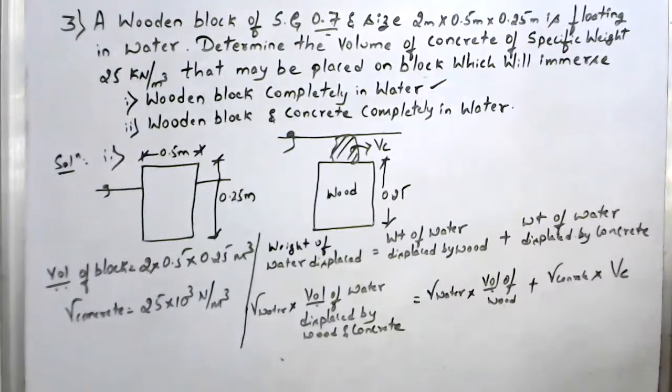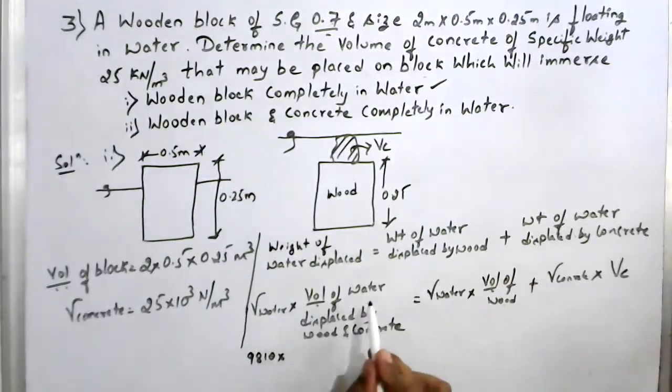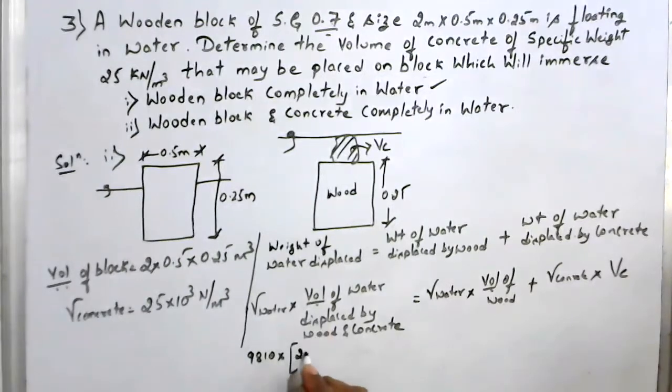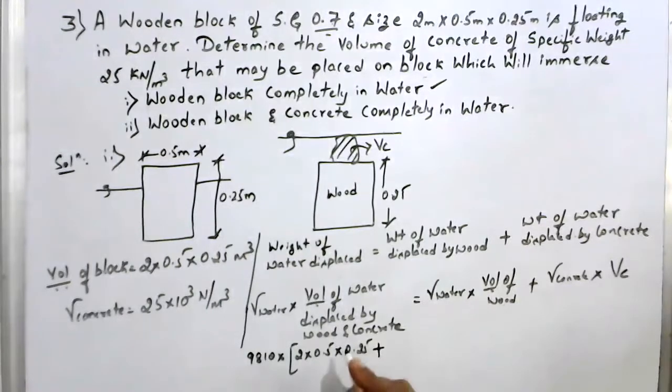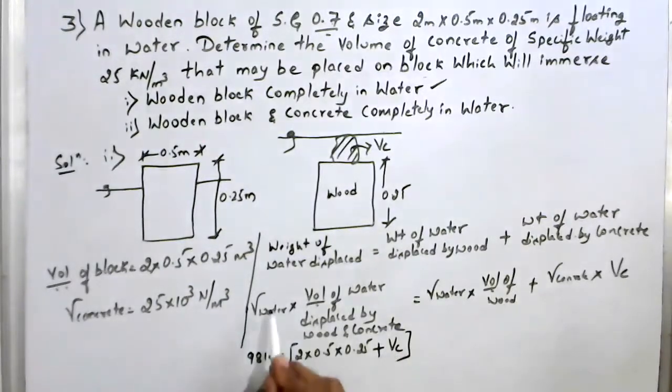Now we substitute all the values. What is gamma of water? It is 9810 into. Now be careful here. Volume of water displaced by wood and concrete is nothing but volume of wood plus volume of concrete. What is volume of wood here? That is 2 into 0.5 into 0.25 plus what is volume of concrete? It is VC.